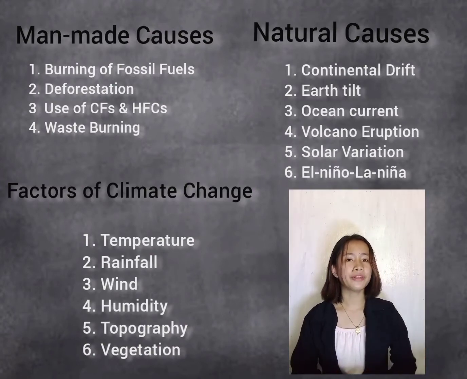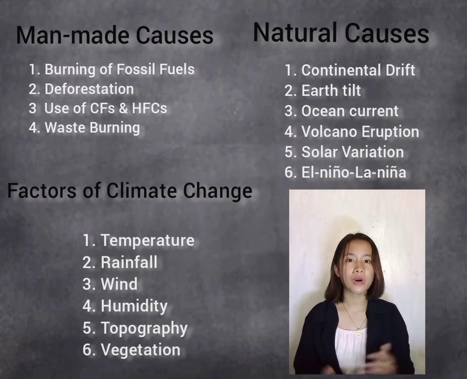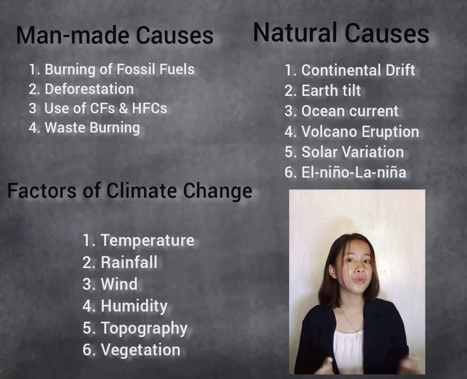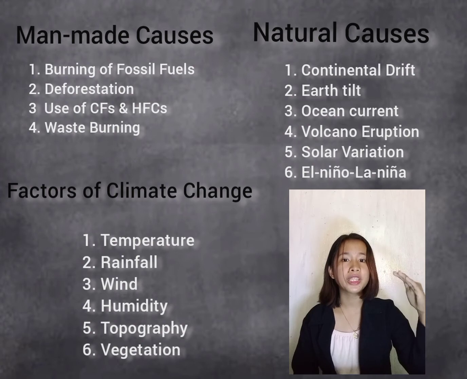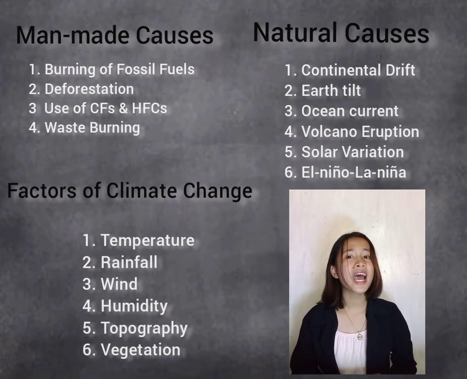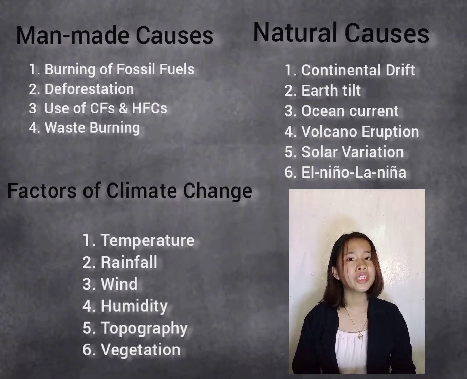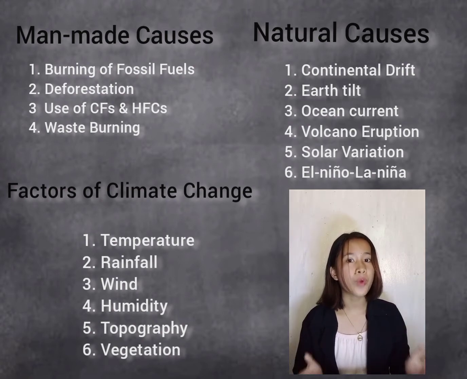Now let's talk about the different causes of climate change. The first one is man-made causes. Humans cause climate change by releasing carbon dioxide and other greenhouse gases into the air. Today, there is more carbon dioxide in the atmosphere than there has been in at least the past 2 million years. During the 20th and 21st century, the level of carbon dioxide rose by 40%. We produce greenhouse gases in many different ways, such as burning of fossil fuels, deforestation, using chlorofluorocarbons or hydrofluorocarbons, and waste burning.